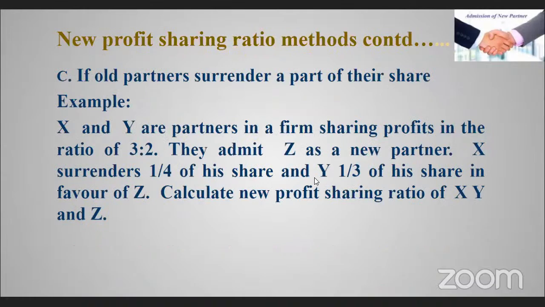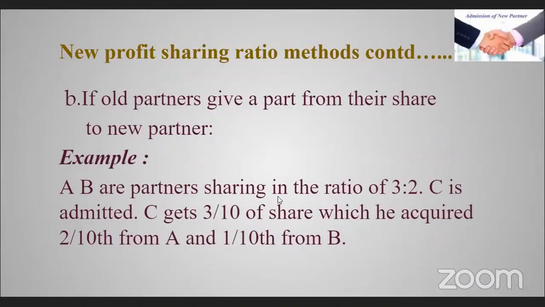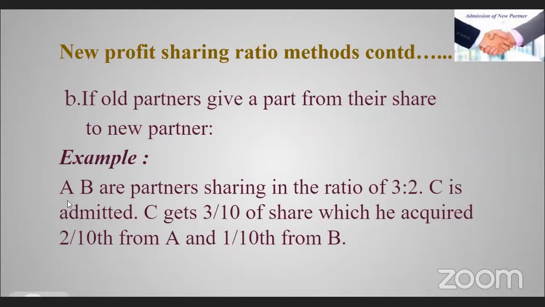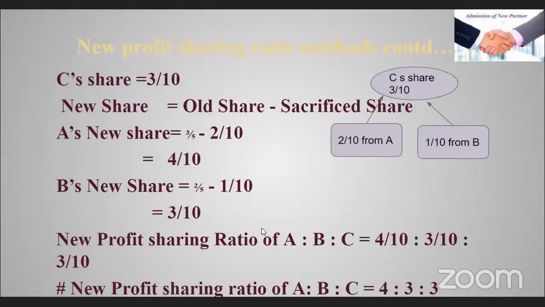Now, this is the second method. Remember, when the lines are given like this, what are you supposed to do? Directly from the whole share, the sacrificing share given in the question for each partner has to be subtracted. Remember, children, when the sentences are like this in the question, how do you calculate the new share? Old share minus sacrificing share. Directly subtract the sacrificing share from the old share. Here in the second method, it is subtraction.